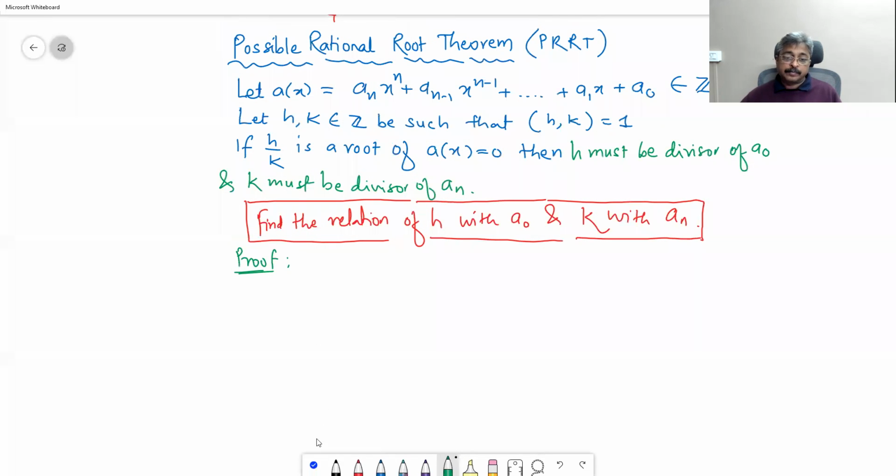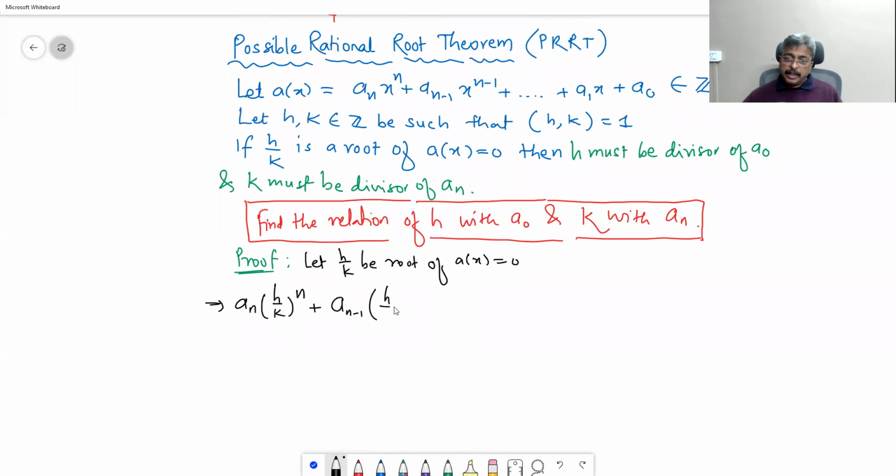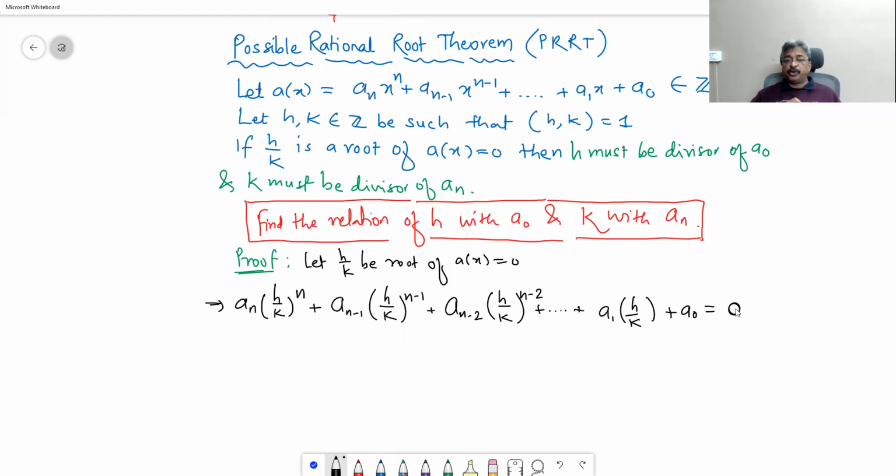Let h upon k be a root of a(x) = 0. This implies an (h/k)^n + a(n-1) (h/k)^(n-1) + a(n-2) (h/k)^(n-2) + ... + a1 (h/k) + a0 is going to be equal to 0, because if it is a root it should make that polynomial identically 0. Therefore this is going to be 0.